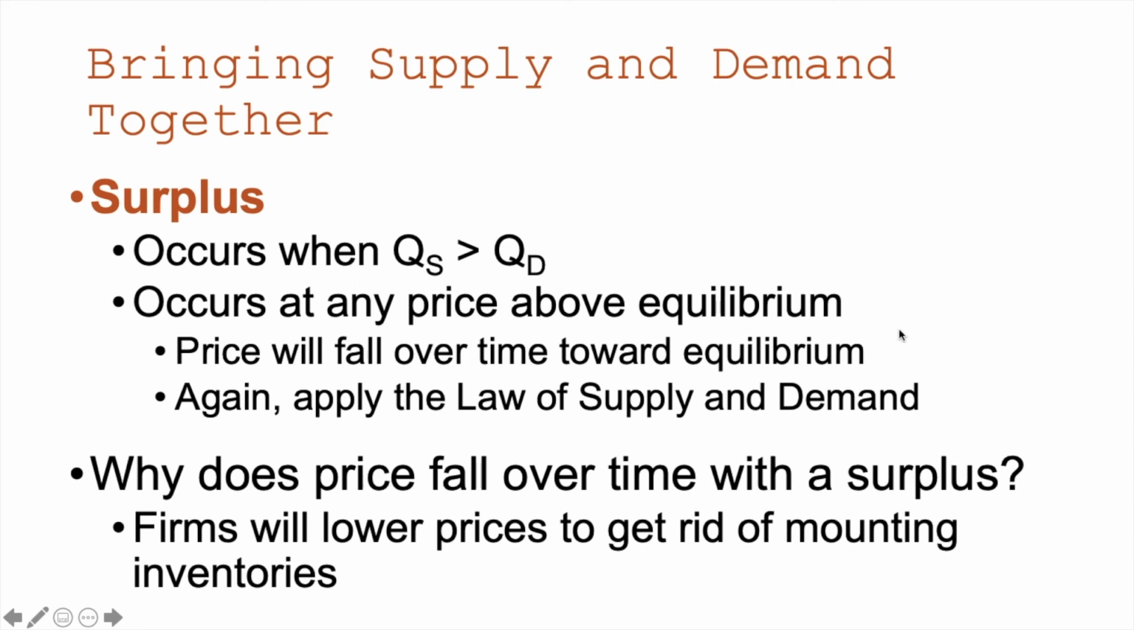Prices fall over time. That's actually what we've been seeing a lot in gasoline markets since the stay-home orders have gone into place. There's been all this surplus gasoline, which is very expensive to store, and so that's why we're seeing such low gas prices, as we're trying to bring that surplus back into equilibrium by lowering the price. So eventually prices fall over time because firms, or sellers, suppliers, will lower their prices to get rid of their inventories.